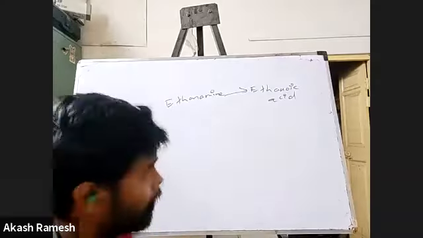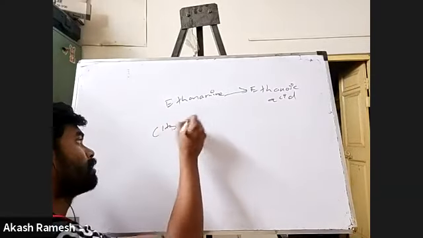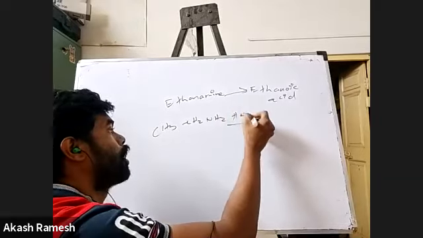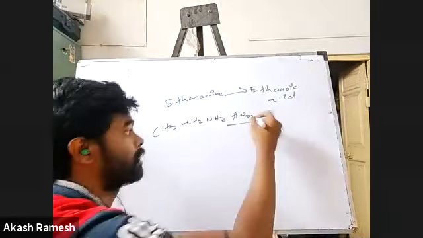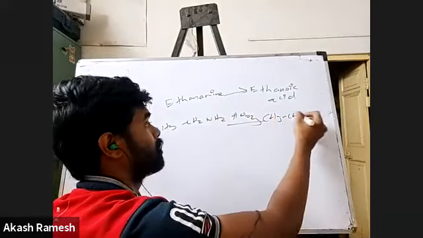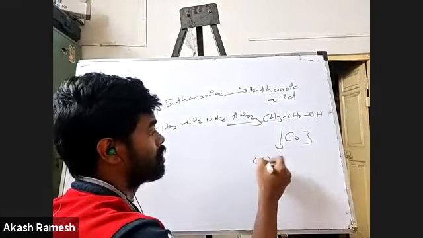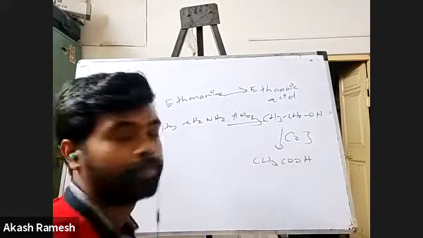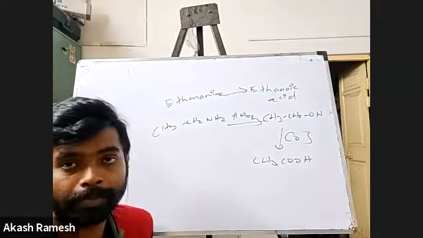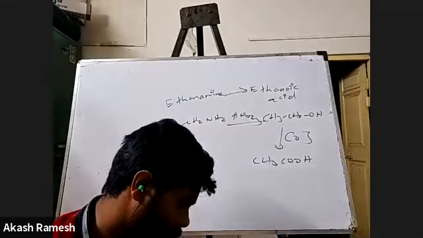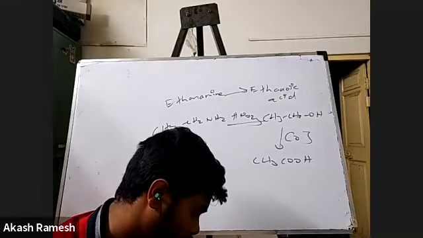Nitrous acid. Good, right? So you have CH3CH2NH2, you go for HNO2, or you write NaNO2 plus HCl, whatever it is. Now you will form CH3CH2OH. Now you can go for any oxidizing agent, you will form CH3COOH. Two steps, very simple. Right, okay. Next question.